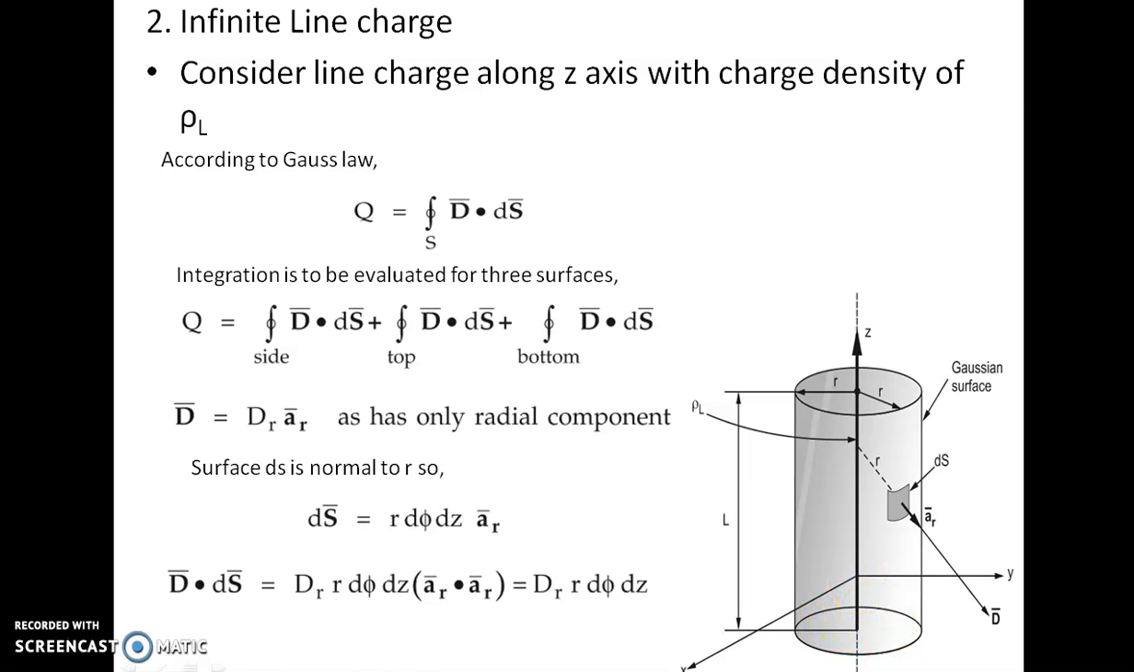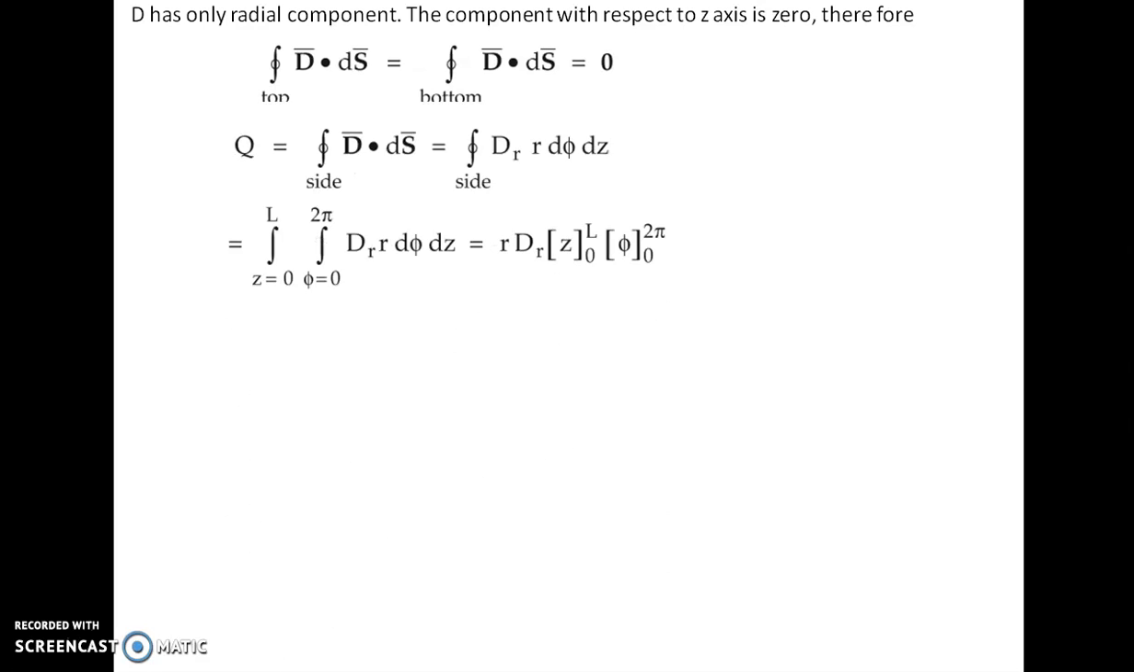Similarly, phi is varying from where to where? If you start from here, it varies from 0 and goes around, and when you come back here again it will be 2 pi. So phi varies from 0 to 2 pi. So the limits of the integration will be 0 to L and 0 to 2 pi. If you integrate this, you will get Q equal to r D_r into 2 pi L. So Q is equal to 2 pi r D_r L.